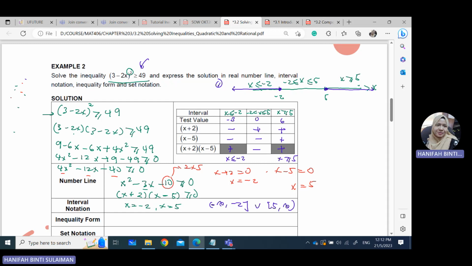Dia ada maksud. Kalau yang ni yang peta tu kita panggil close bracket, nilai tu termasuk dalam nilai-nilai X. Kalau yang round bracket ataupun open bracket, nilai tu tidak termasuk dalam nilai X.